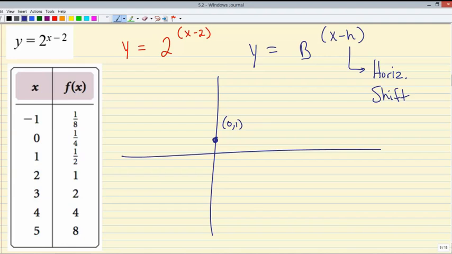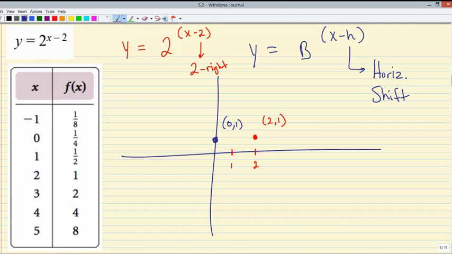But this graph has a shift on it. It has a horizontal shift, and in our case, the horizontal shift is 2 units to the right. So that means using our anchor point, we need to go 1, 2 units to the right. So now our anchor point is no longer at (0, 1), it's now at (2, 1).